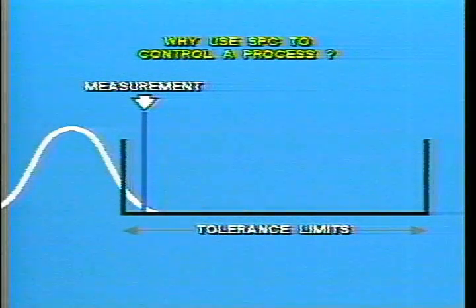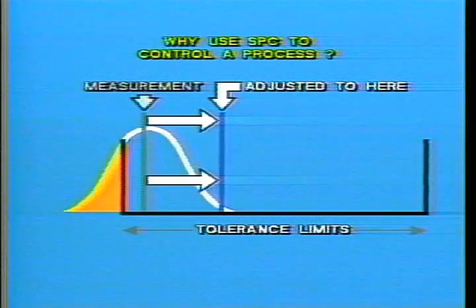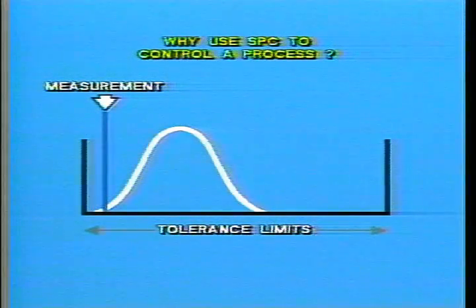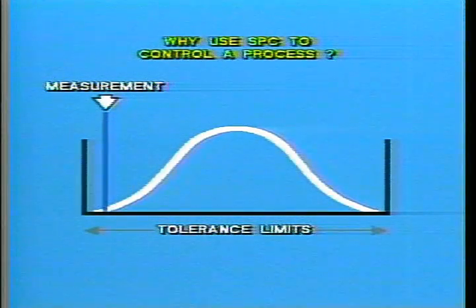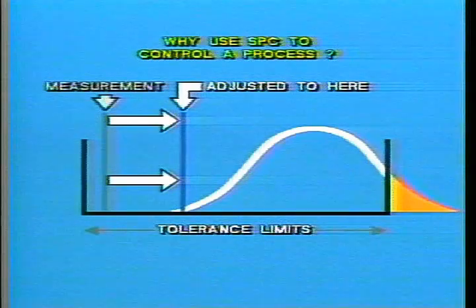What if the part he measured happened to be at the other end of the bell-shaped curve? Adjusting the machine by the same amount would not solve the problem. He would still be producing a large percentage of parts out of tolerance. Even worse, what if the process was still centered in the same location, but the range of the process had widened? If the part he measured was at this end of the curve, and he made the same amount of adjustment, he would have created out-of-tolerance parts.